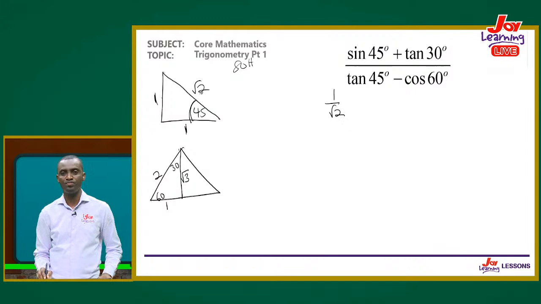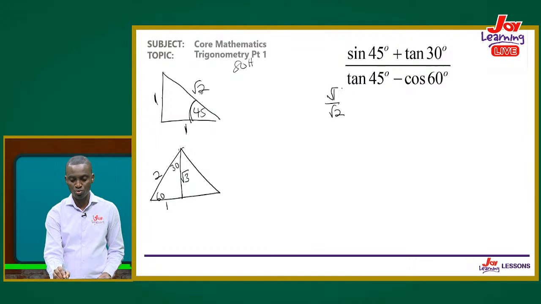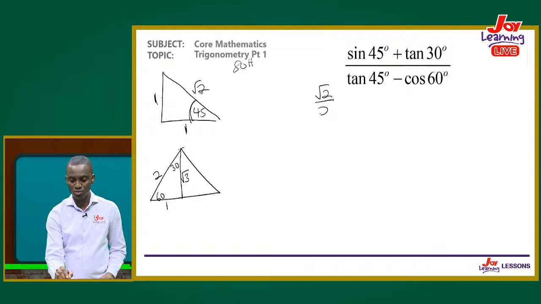Let's leave it like that for now. We'll rationalize it, or we can go straight by rationalizing it so that we get our answer to be root of 2 over 2. So let me do that straight away. Since we understand it, that will be root of 2 over 2. That is our sine 45.